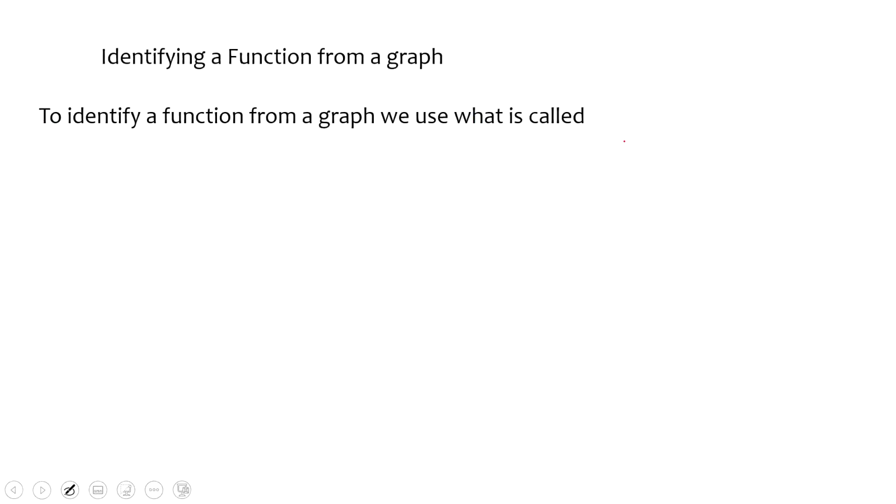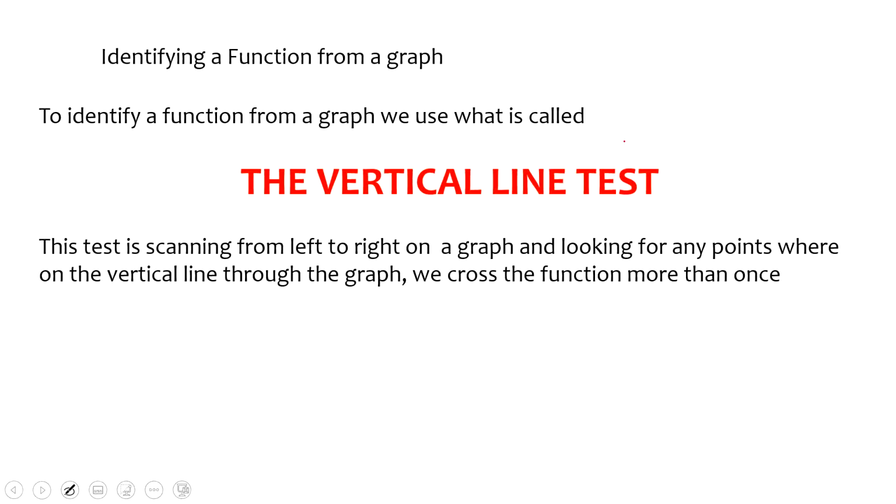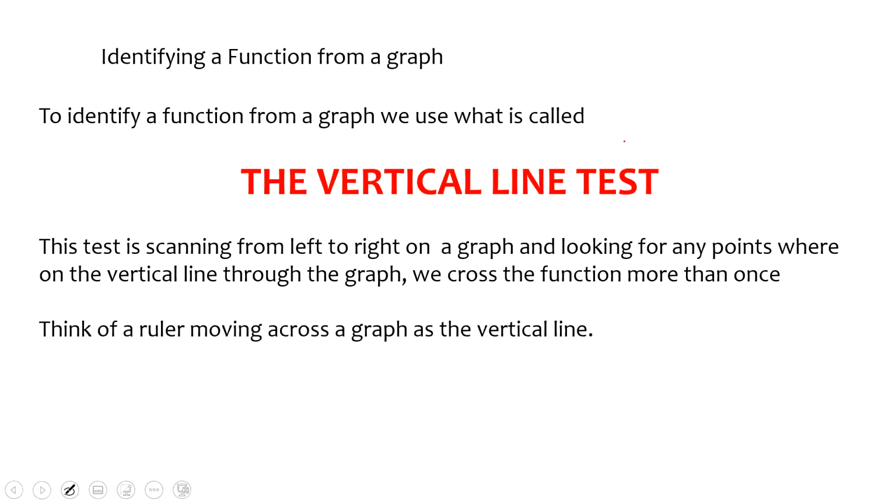Okay. So to determine if a graph is a function, we're going to look for the vertical line test. Basically, you scan from left to right and see if there's any point on our function, either dots or a continuous line, where we cross over two points at the same time. So think of a ruler moving across the page.